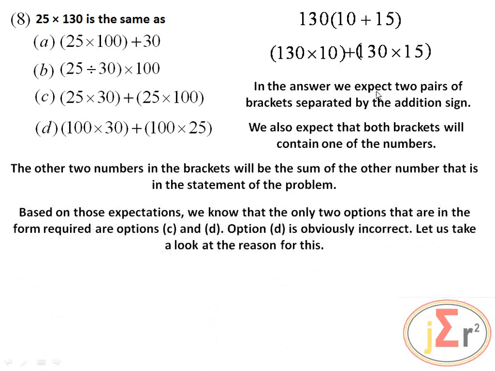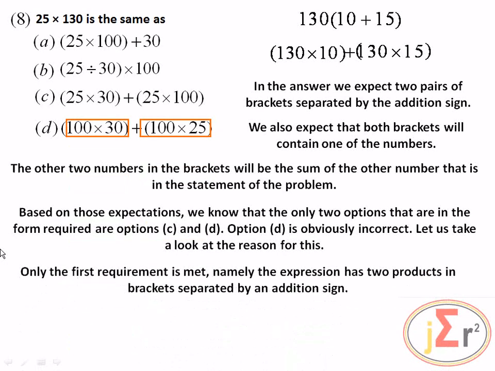Based on those expectations, we know that the only 2 options that are in the form required are options C and D. Option D is obviously incorrect. Let us take a look at the reason for this. Only the first requirement is met, namely the expression has 2 products in brackets separated by an addition sign. That one is met.